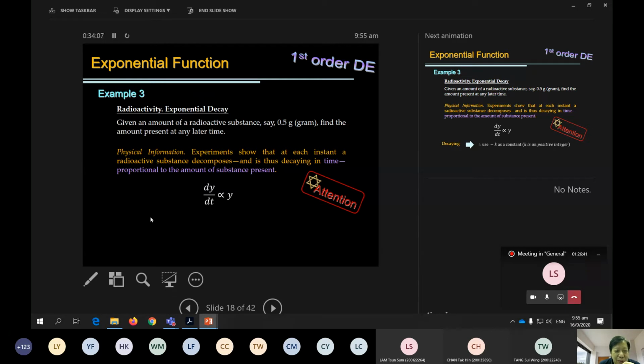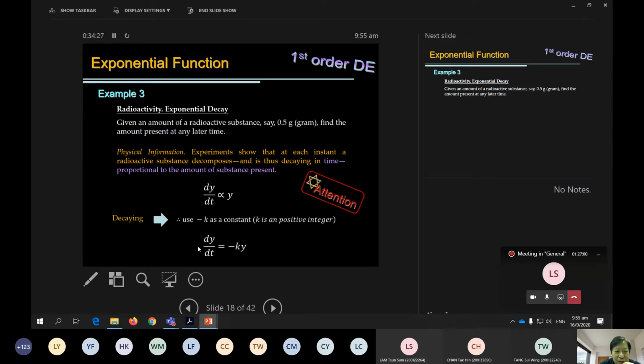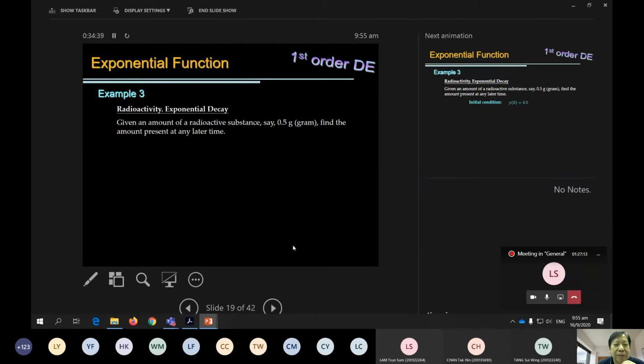Very positively, we understand that the derivative of a function like this exponential will be proportional to y. Okay, proportional to y. So for decaying, we use minus k as a constant, where k stands for a positive number. Then dy over dx will be equal to minus ky according to the previous solution. So for the radioactive example, we have y0 equal to 0.5. That is the initial value problem, having the initial value.